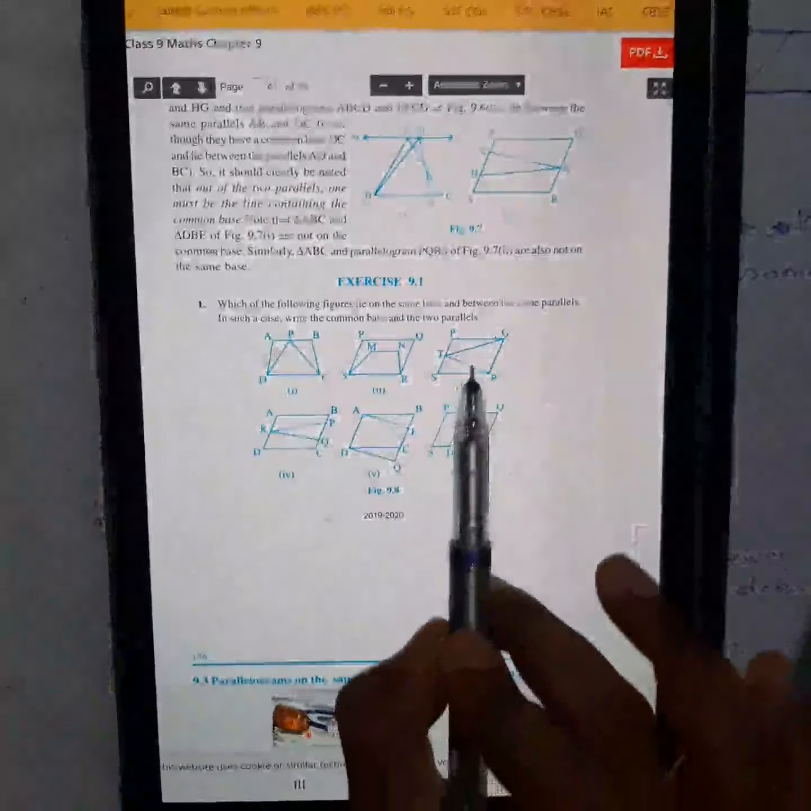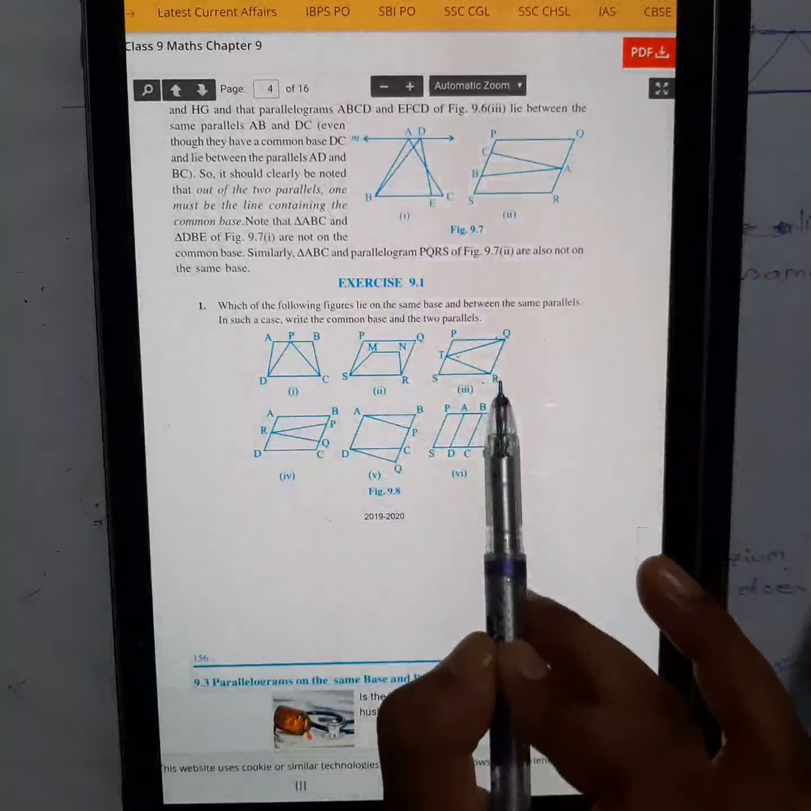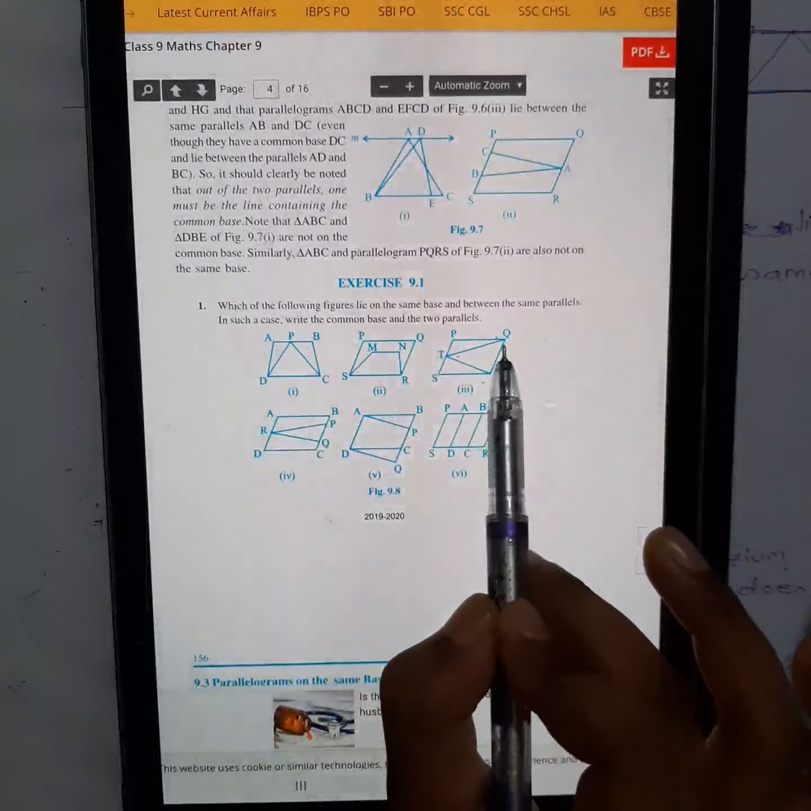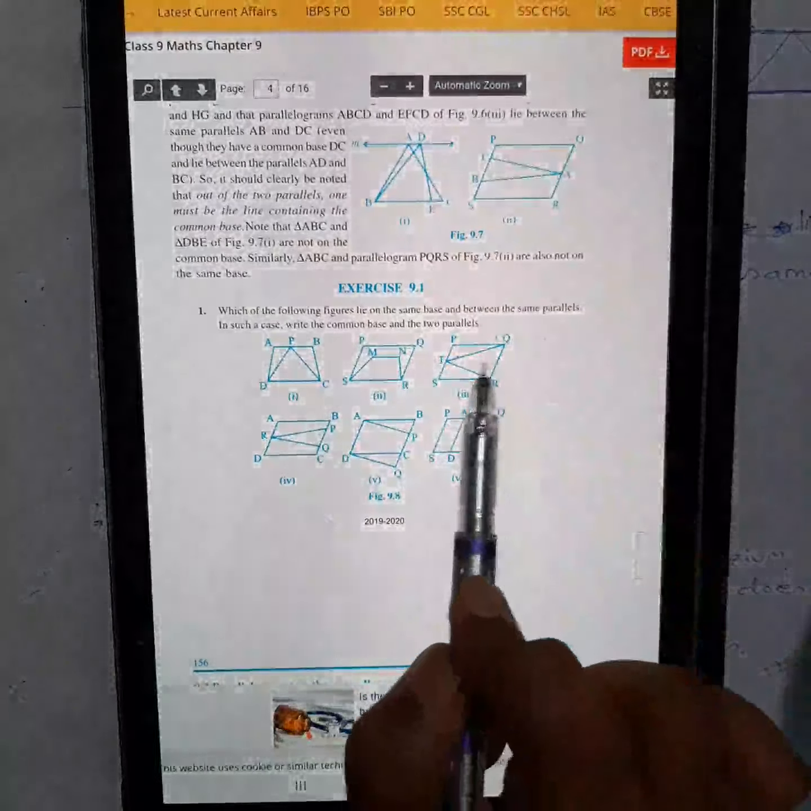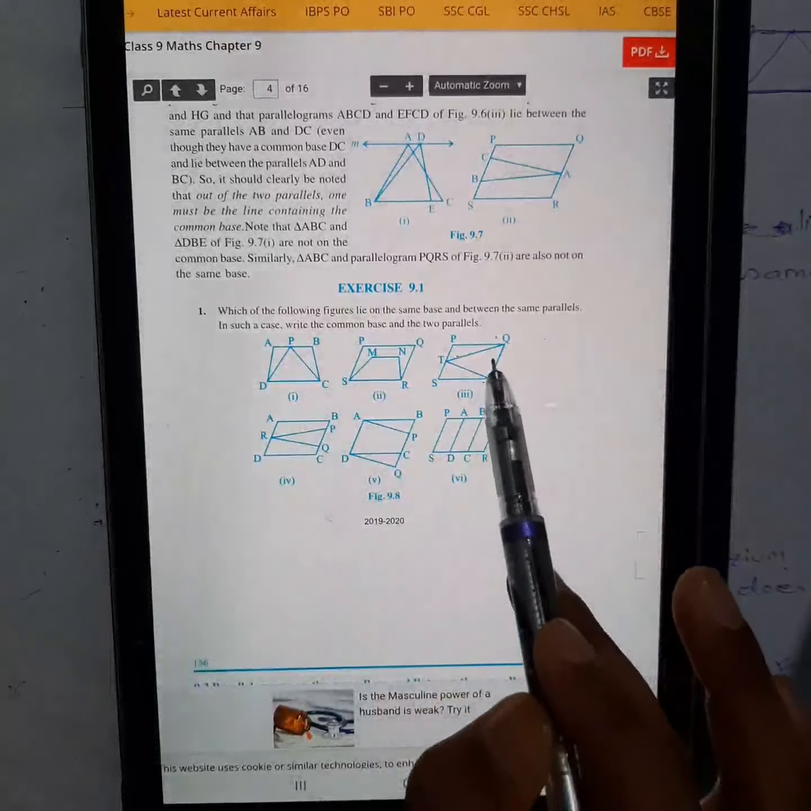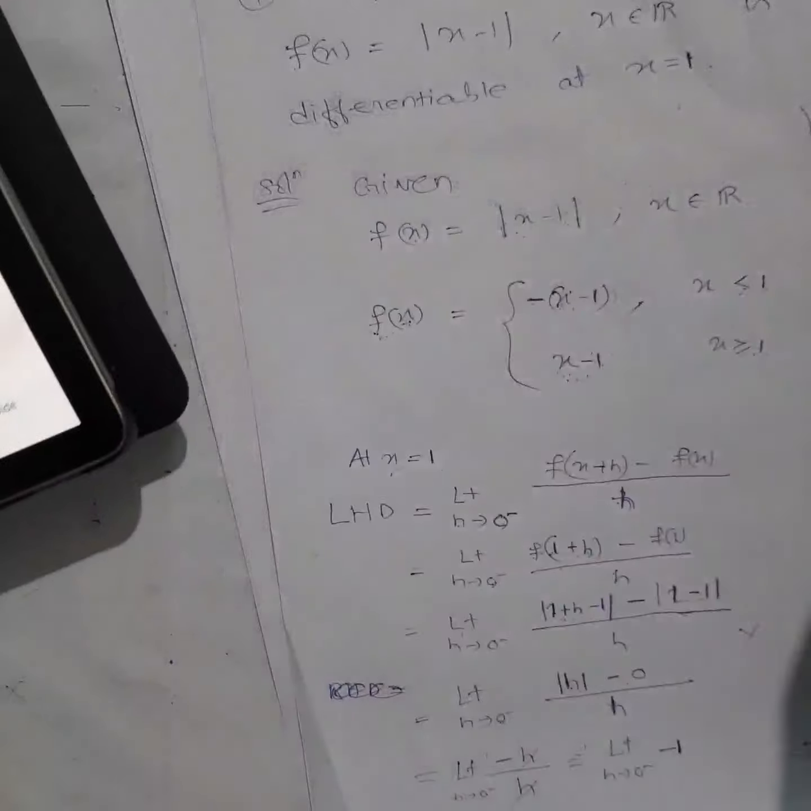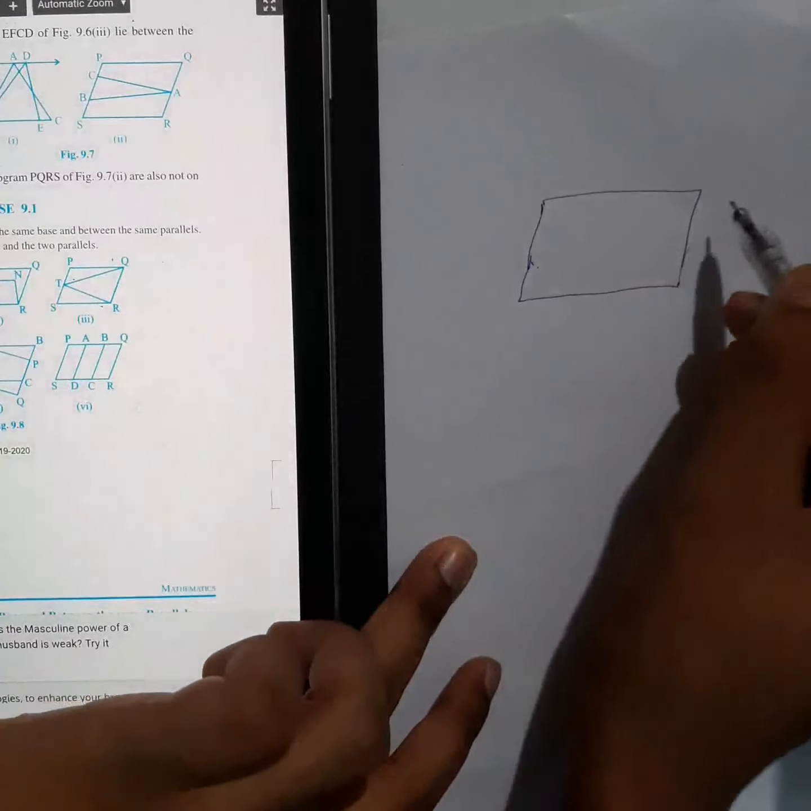So number 3, you can see here, in this case they have given parallelogram PQRS, and there is another figure. Which one? Triangle QTR, right? So in these two figures, are they lying on the same base? You can see, okay, let me draw.